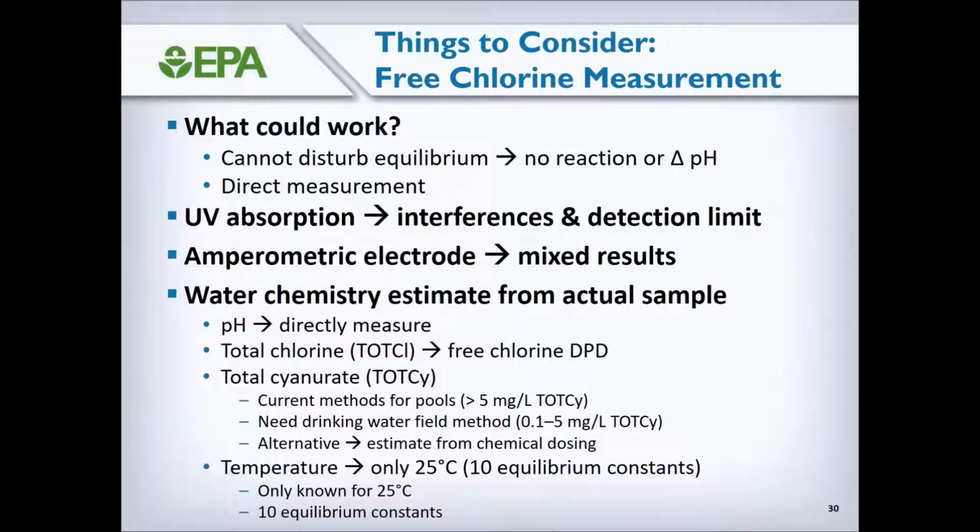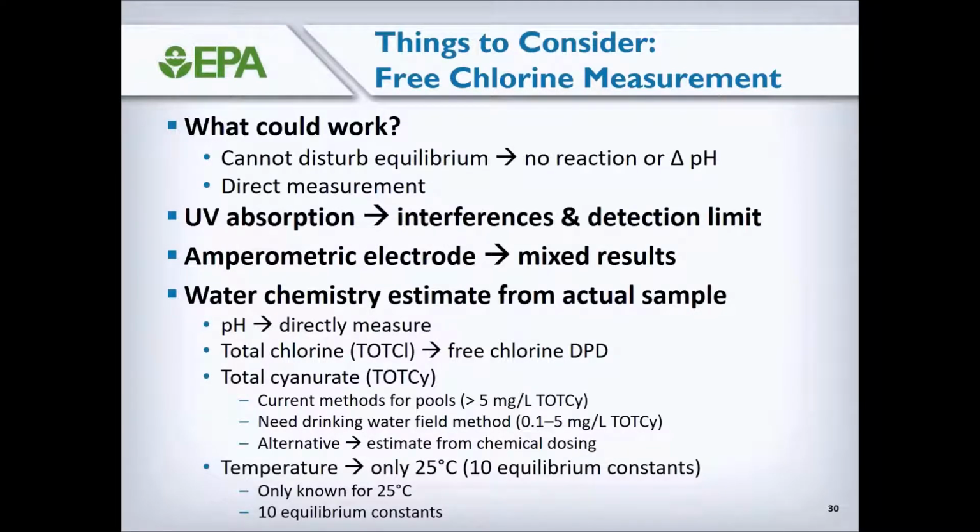Most methods that measure total cyanurate are made for outdoor pools and are geared for much higher cyanurate concentrations, and their lower limit is kind of the upper limit of what we would see in drinking water, about 5 milligrams per liter. So we need a better method to measure this down to drinking water concentrations of about 0.1 milligrams per liter of total cyanurate. But this could be worked around still by estimating total cyanurate from the known dosing of the chemical to the water and assuming that it remains conservative in the water, which is a pretty good assumption.